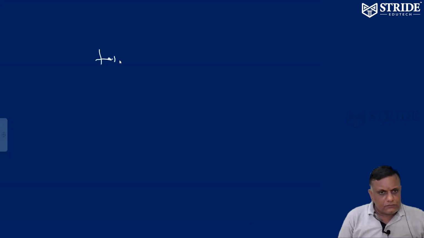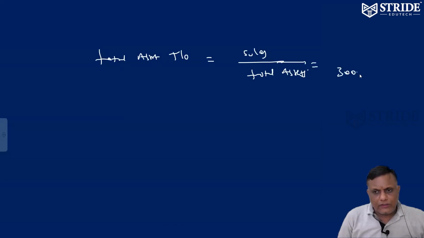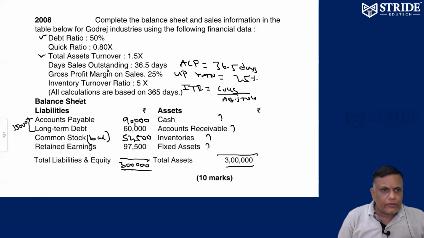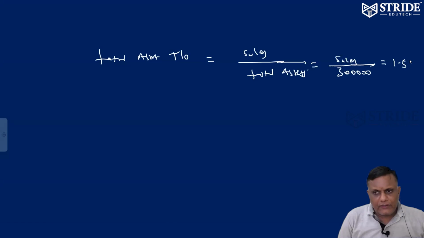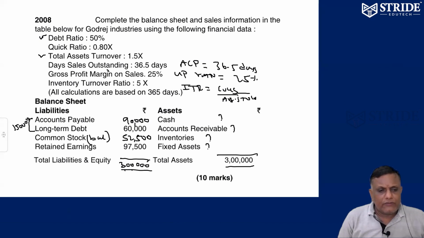See, total asset turnover ratio is equal to sales by total assets. Your total assets are 3 lakhs. Sales is the question mark. But total asset turnover is given already, that is 1.5. So sales is equal to 1.5 into 3 lakhs, which is equivalent to 4.5 lakhs. Sales equals 4.5 lakhs. That's it. Okay, next one.